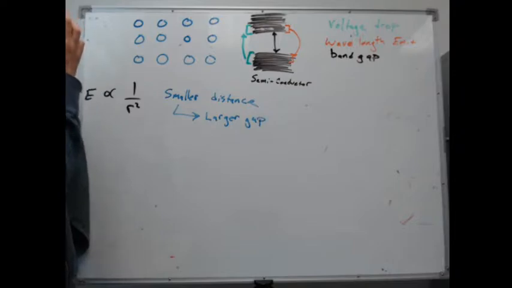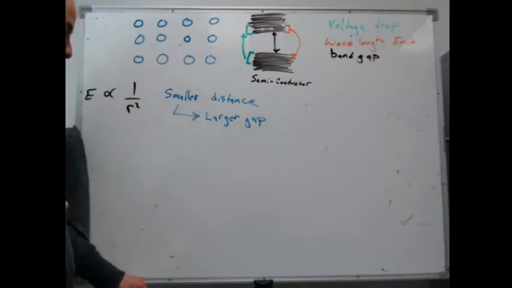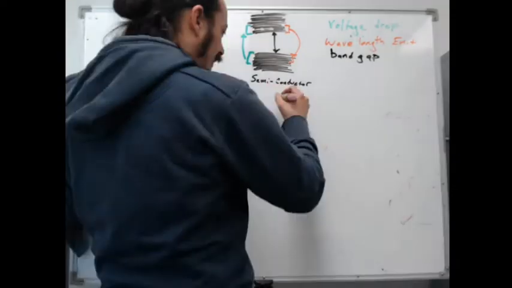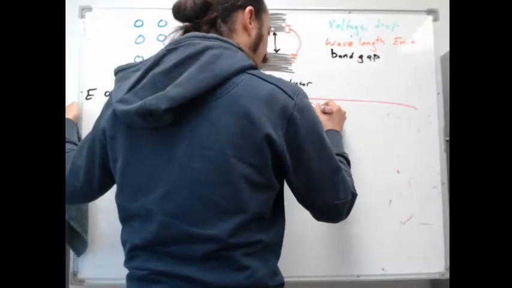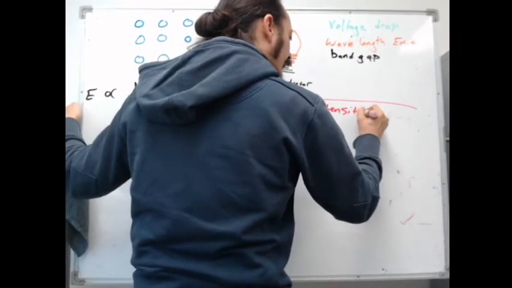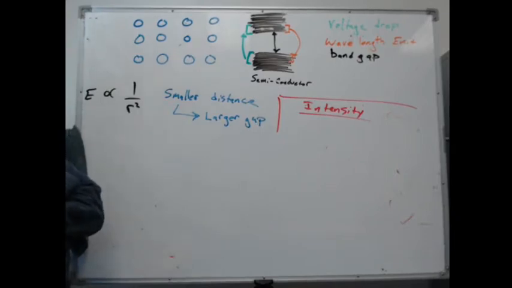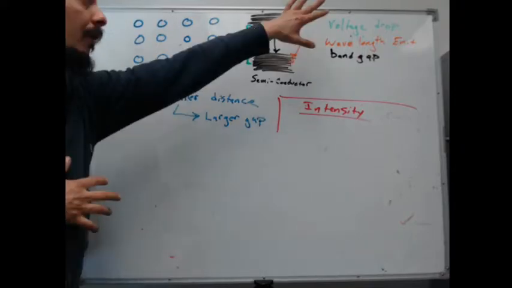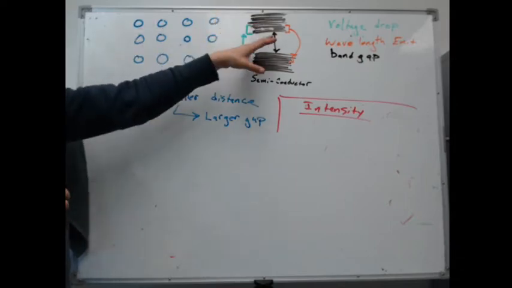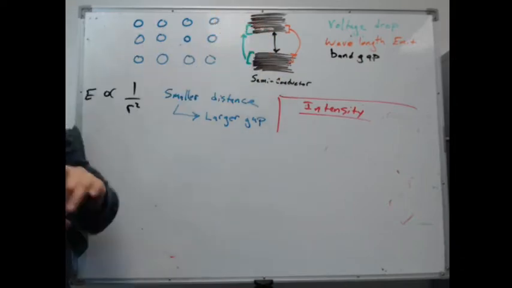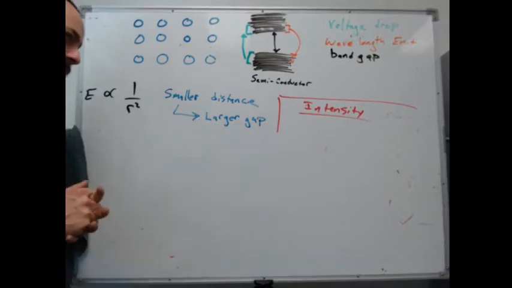Okay, so when we think about intensity, that's pretty much a different phenomenon going on. The reason intensity is a bit quirky is because people used to think intensity should be related to energy, but it's not. All of this stuff, energy, wavelength, voltage drop, band gap, that's all related to energy. Intensity is not actually related to energy.